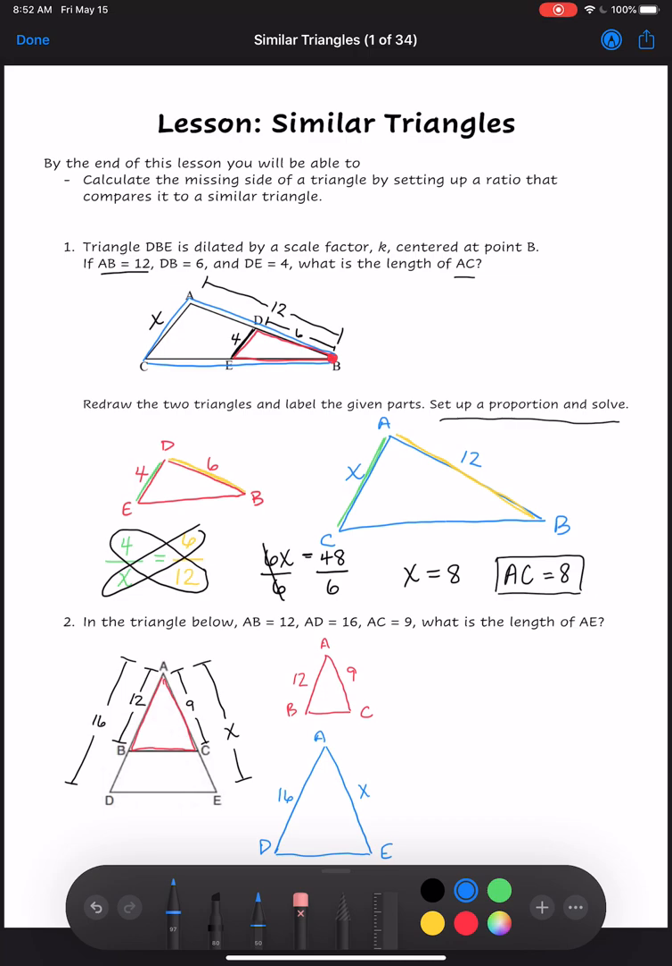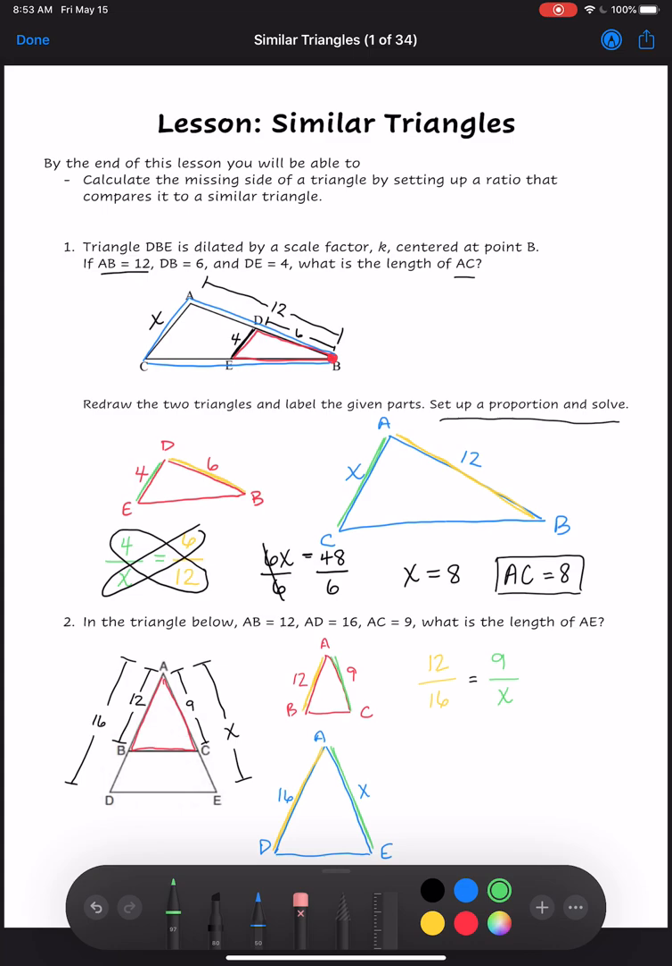So now we're going to set up our proportion. If we take a look, we could really start anywhere. I just typically read left to right, up to down, so I'm going to start with this side here, AB. That's going to be 12. That side corresponds with AD in the larger triangle, that's 16. And this is equal to, in the small triangle again, we come back, that's the one we started with, AC is 9. And in the larger triangle, AE is X. So that's our proportion. We have our corresponding sides.